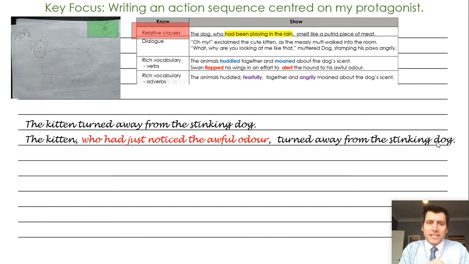Well, the kitten, I can add a relative clause in here, can I? The kitten who had just noticed the awful odour turned away from the stinking dog. So I've got that relative clause into my writing now. I'm liking it a bit better.